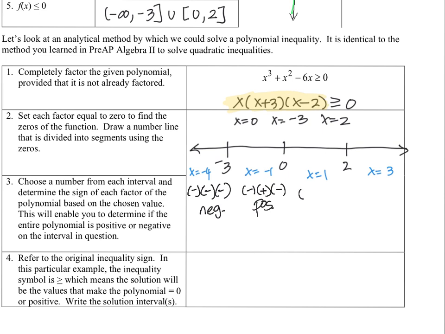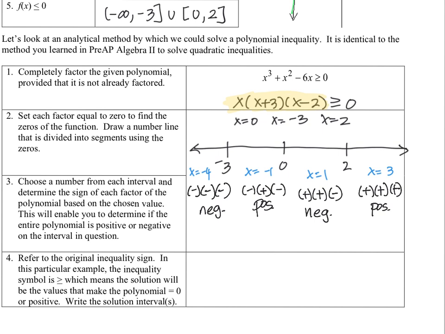If I plug in 1, that's a positive, so positive, positive. The next one would be negative, so this is negative. And then if I plug in 3, I would get positive in the first one, positive in the second one, positive in the third one, so all positive, so that's positive. So now we have all the information we need to answer the question.